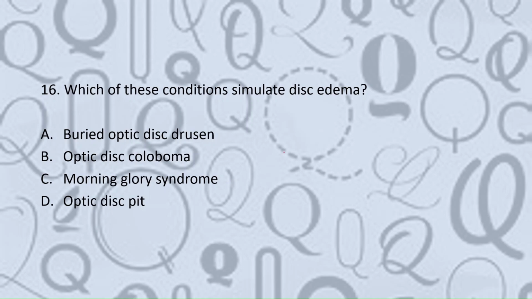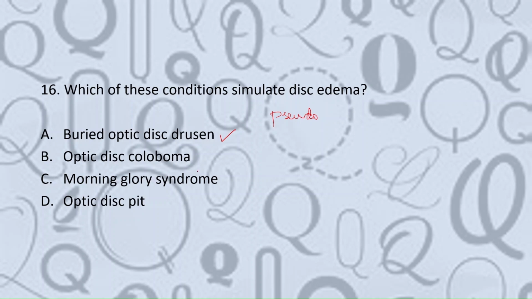So which of these conditions simulate disc edema? We are talking of pseudo disc edema. There are a few congenital disc anomalies that can look like disc edema. The common condition that causes pseudo disc edema is buried optic drusen. This is characterized by accumulation of hyaline-like bodies within the optic disc. Whenever it is on the surface, it is evident that it is a drusen. When it is buried within the disc substance, it looks like an elevated disc and can be confused with disc edema.